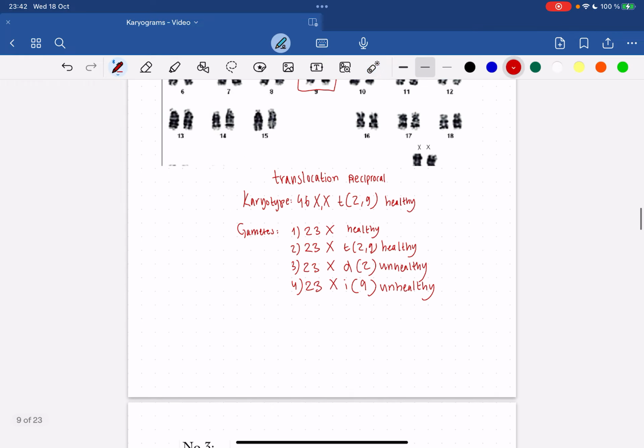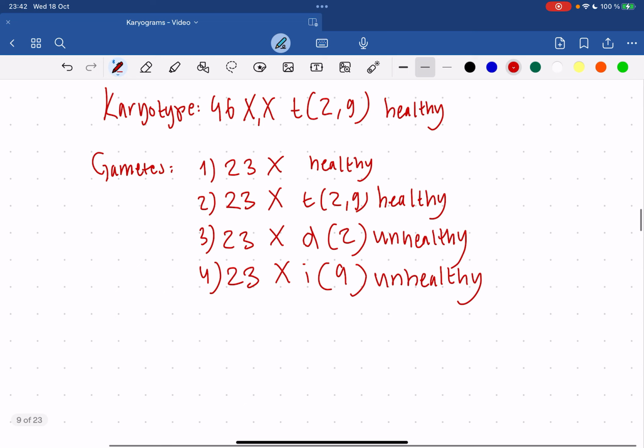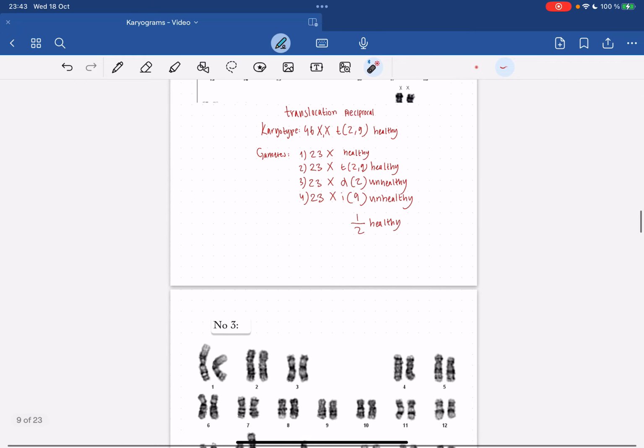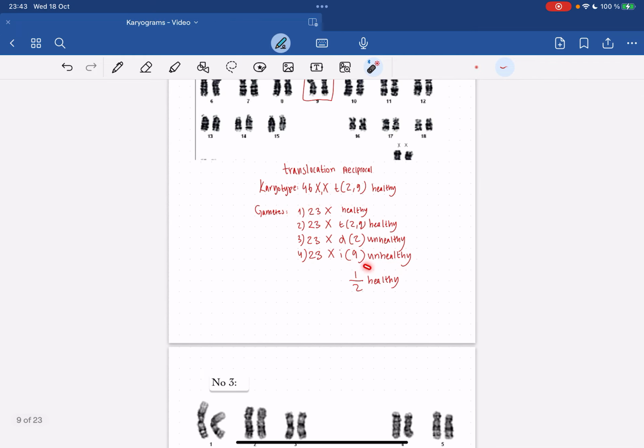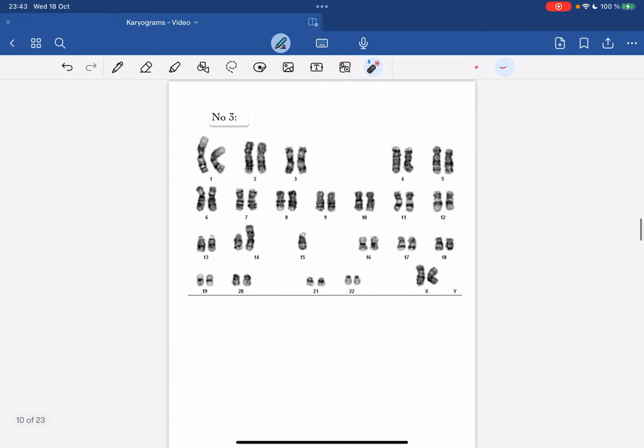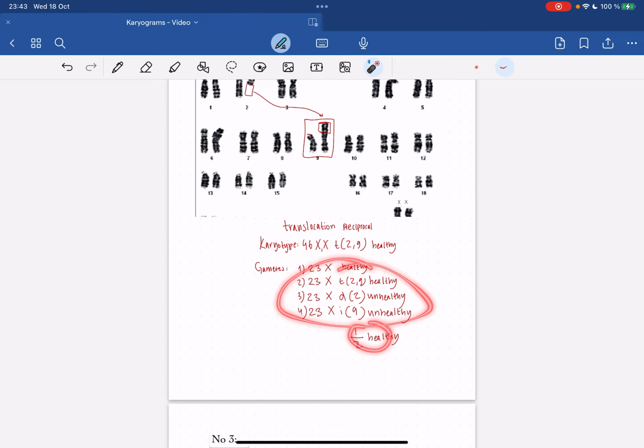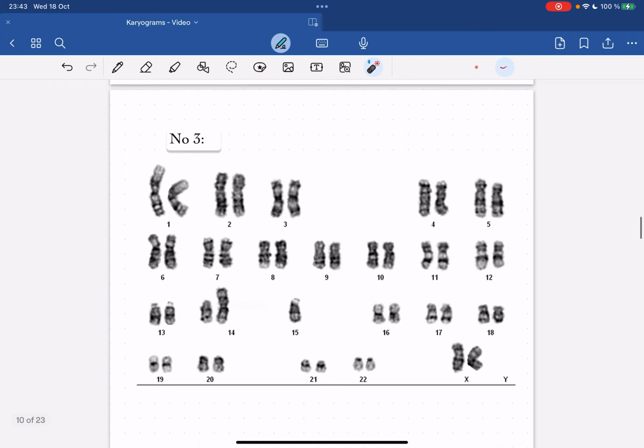Oh yeah, if they ask the number of healthy children, in this case, it would be half. So 2 are healthy, 2 are unhealthy, so it'd be 1/2 that are healthy. When we're dealing with deletions, insertions, and reciprocal translocation, not Robertsonian, but reciprocal, the amount of healthy children will always be 1/2. So if you're doing it right, you will always have 1/2 healthy children. But you still have to show how you got there. So it's not enough for you to just write 1/2, right?